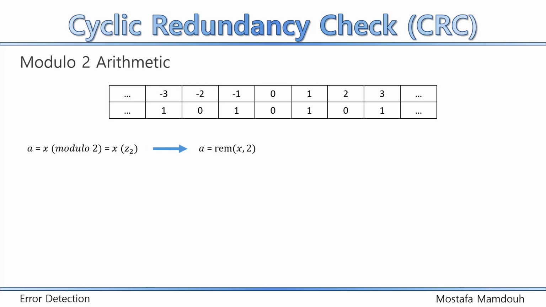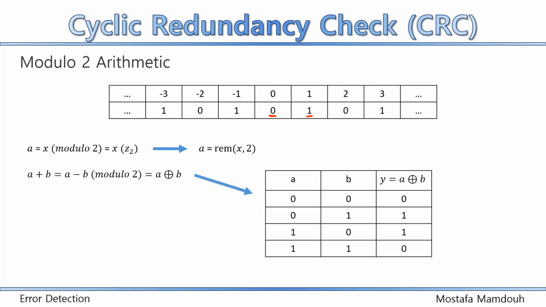Modulo 2 arithmetic. Suppose we are talking about the sequence of integers 0, 1, 2, 3, and so on. And we want to talk about modulo 2 arithmetic. In this case, we have only two numbers, 0 and 1. So 0 is going to be mapped to 0, 1 will be mapped to 1, 2 will be mapped to 0, 3 will be mapped to 1, and so on. So now we can say that A is equal to x modulo 2, or A equal to x in Z2, where Z2 is a ring modulo 2. So I can say 4 is equal to 0 modulo 2, 3 is equal to 1 modulo 2, and in general A is equal to the remainder of x divided by 2.